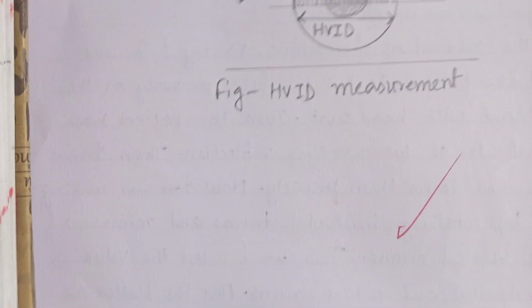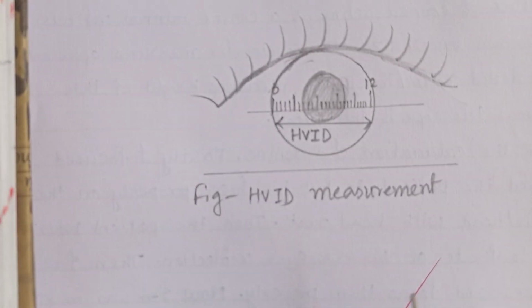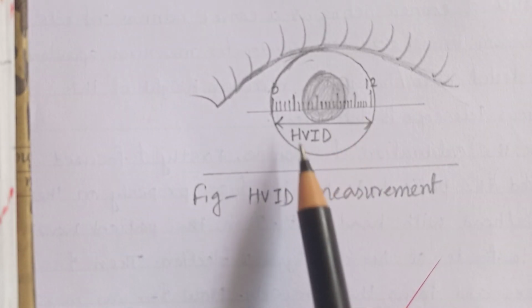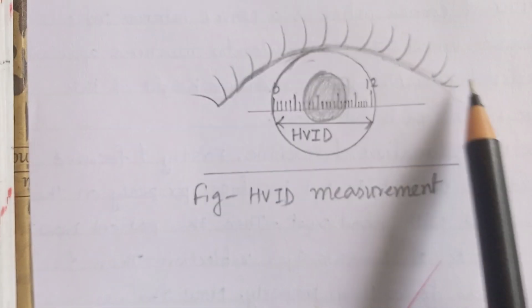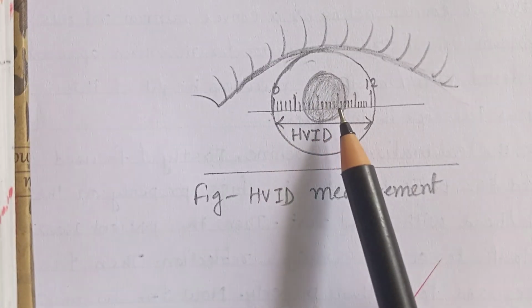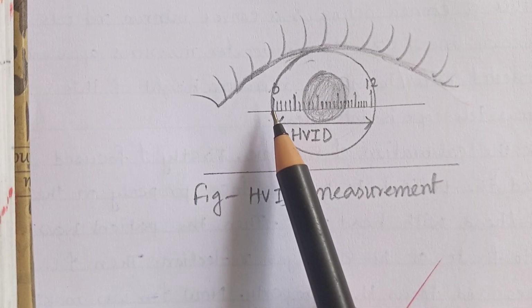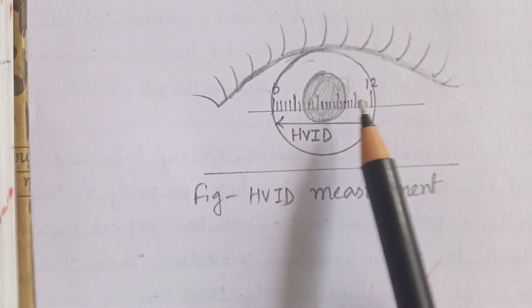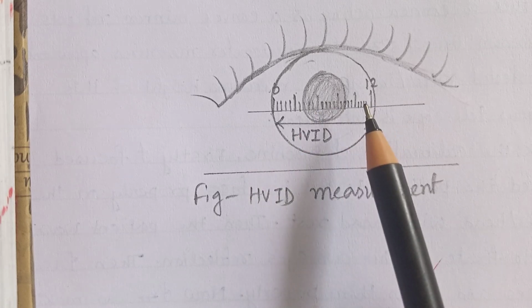Okay, this is just a diagrammatic representation of how you measure this HVID. This is the upper eyelid and this is the iris, and in between is the pupil. By placing a transparent scale, you need to measure the HVID this way.